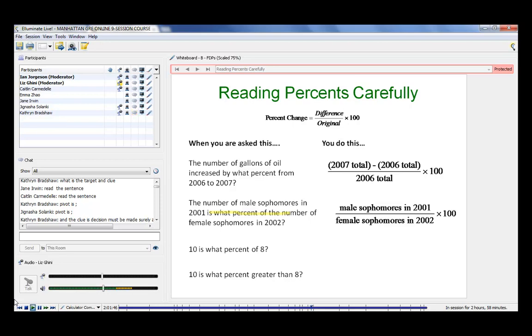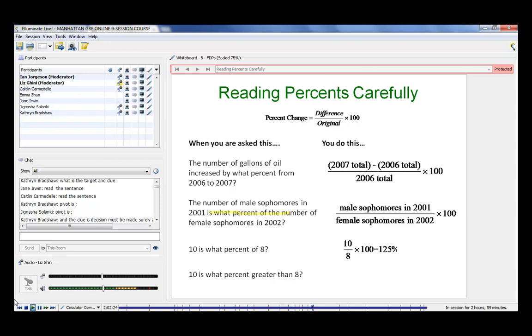Close. Okay, male in 2001 over female in 2002 times 100. All right. Yeah, okay, Catherine, you just rearranged it. You got it. All right, perfectly fine. Okay, 10 is what percent of 8? How would you set that up? You know it's going to be greater than 100. 10 is what percent of 8? 10 over 8 times 100. Okay, and good. Thank you, Catherine.